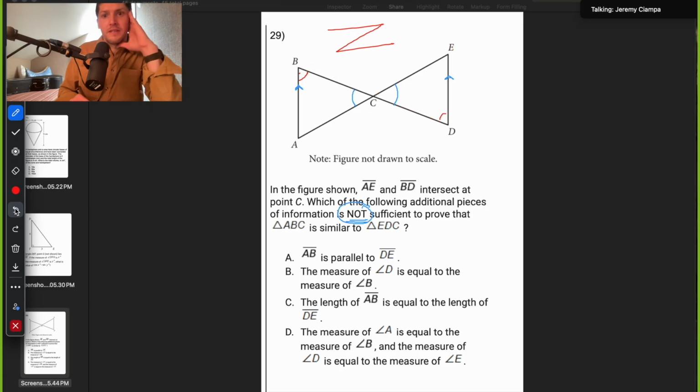Similarly, I can do the same thing with a different color and say I've got a Z like this, a weirdly oriented Z, but here are my two interior angles. So this fact is certainly sufficient.